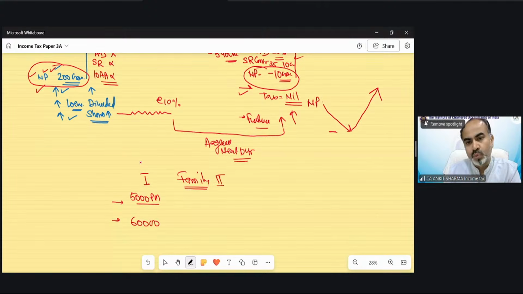Now in family number two, they say we will pay you not monthly but half yearly. We will pay you 30,000 rupees pocket money half yearly.